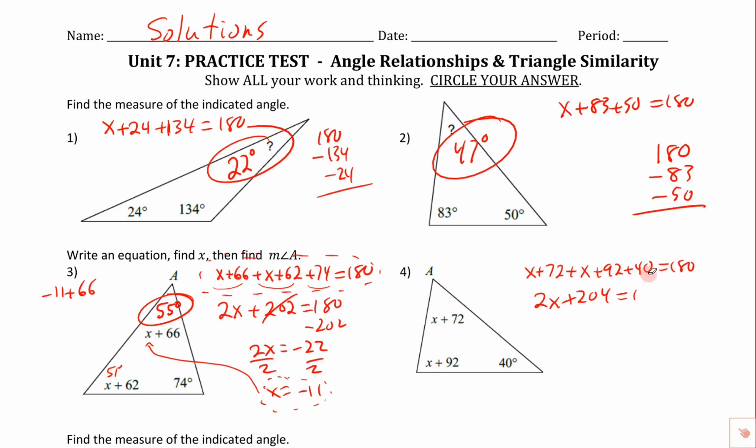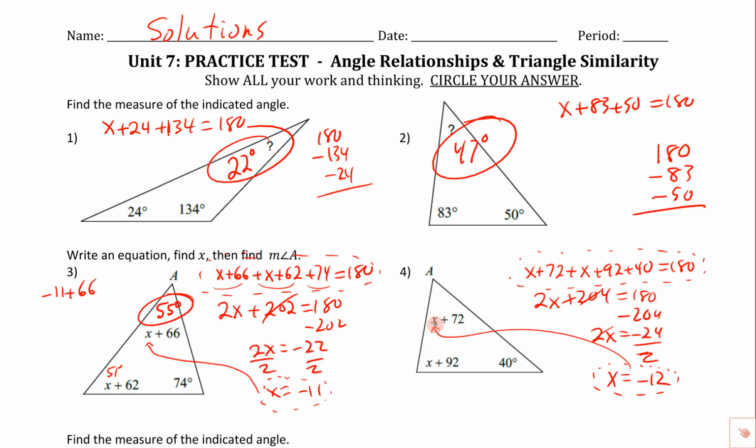Again, we've already got some points just by writing down the equation. So let me put a dotted circle around that so we can keep track of that. That was good work right there. We're going to subtract the 204 here. So we get 2x equals negative 24. We're going to divide both sides by 2. So we end up with x equals negative 12. Going to put a dotted circle around that one right there, and we're going to plug it in to find out what A is.